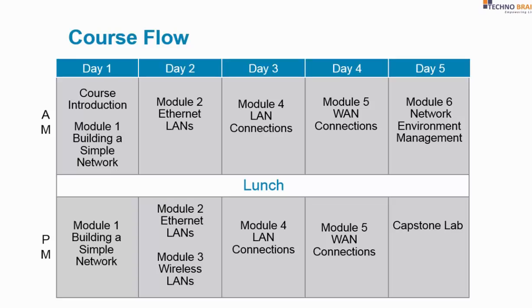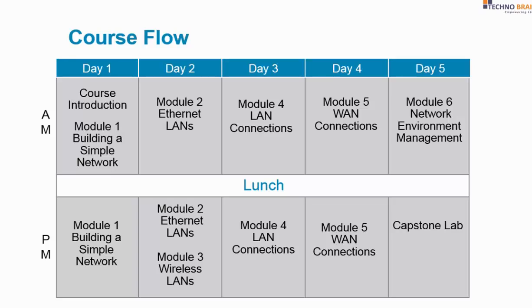Our first module is building a simple network. Here is where we talk about the devices that we have in Cisco, the routers, the switches, and the hubs, how they work and how they enable connectivity to proceed. Then module 2 is on Ethernet LANs. Here we are talking about the OSI model and the TCP/IP model. We have an introduction to this and how they enable our networks to communicate effectively.